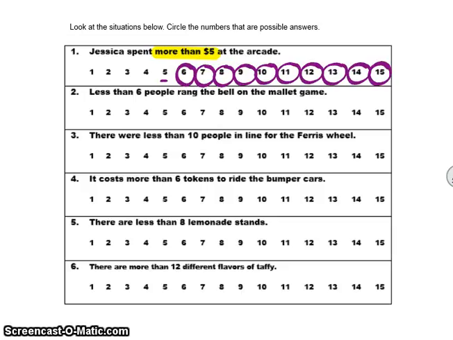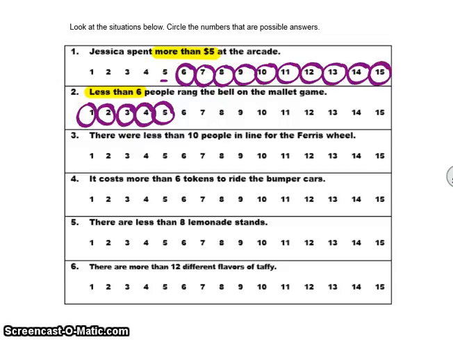Number 2 says less than 6 people rang the bell on the mallet game. So again, I'm going to need that highlighter, and I'm going to highlight less than 6. And so I need to circle what's less than 6. Well, everything that's less than 6 is everything that's smaller. So 5, 4, 3, 2, and 1. Those are all smaller or less than 6.